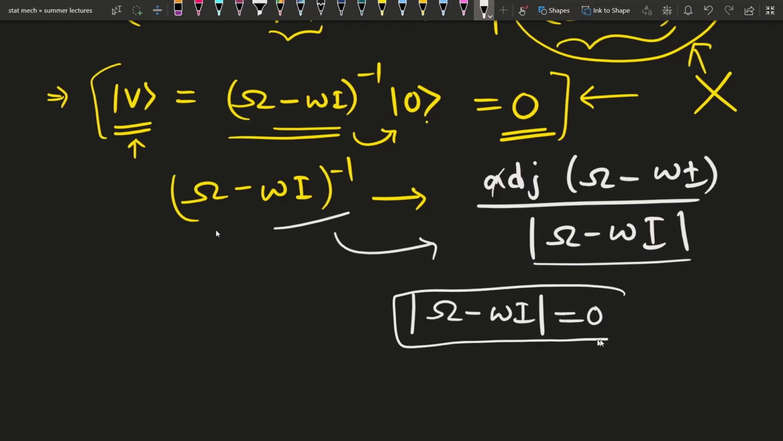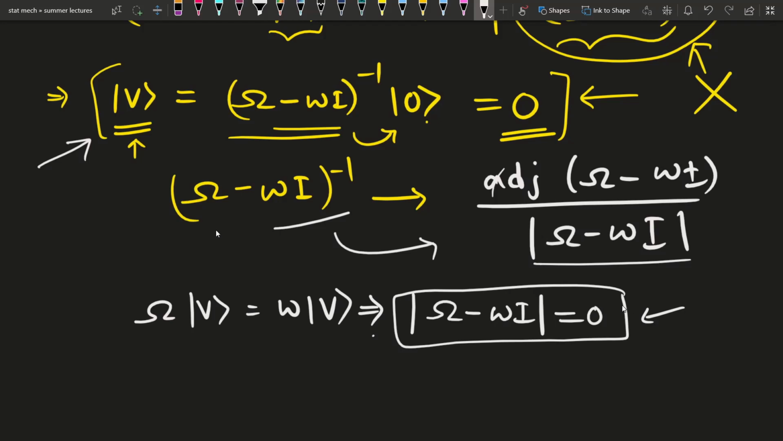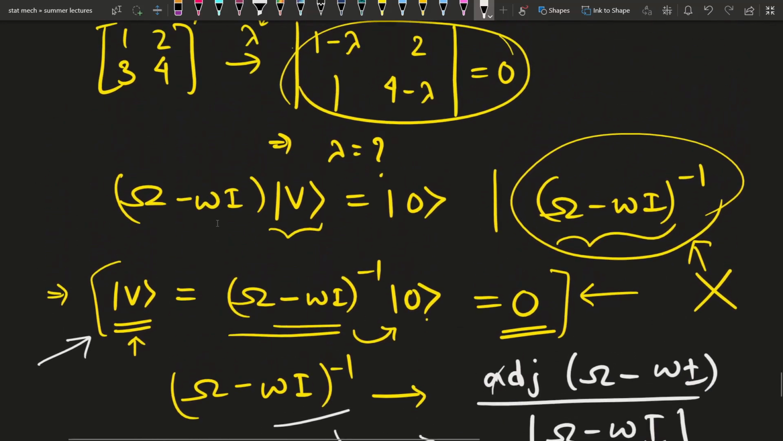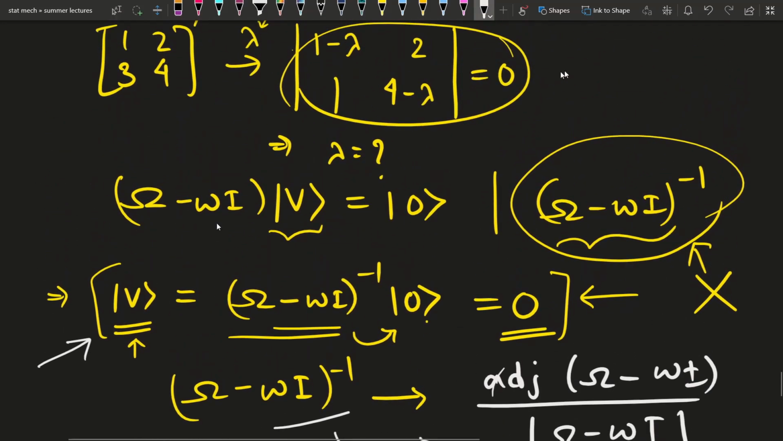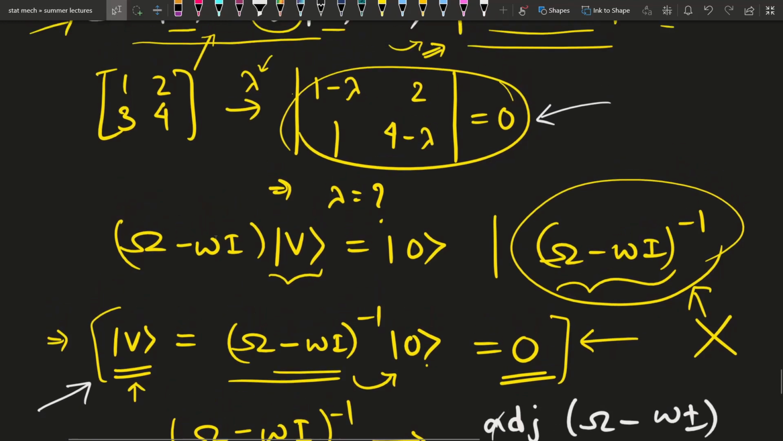For what reason? For the validity of this equation, right? That's why whenever there is an eigenvalue equation like this, omega v equals some eigenvalue times v, there must be a relation like this, and from this very important relation we can find the eigenvalue, like we did in our mathematical physics course. So this is all about today's video.